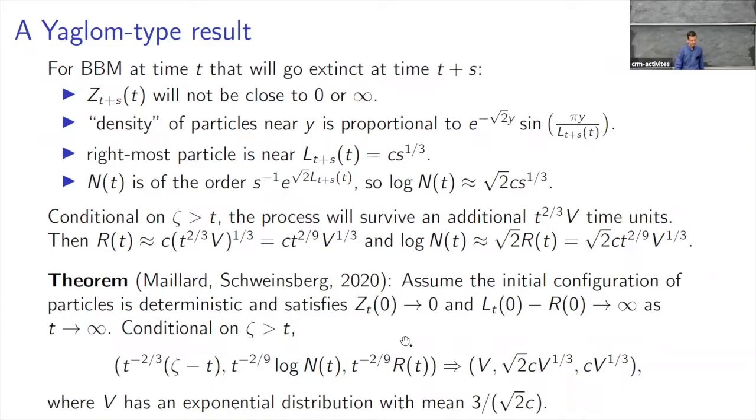And so this leads us to the following limit theorem. Let's assume that Z_t(0) converges to 0, so that survival until time t is unlikely. We assume that no particle starts out too close to the right boundary. And then conditional on survival until time t, t^(-2/9) times the log of the number of particles at time t, and t^(2/9) times the position of the rightmost particle at time t, both converge in distribution to the cube root of an exponential random variable. And furthermore, it's the same exponential random variable that determines how long the process survives beyond time t. So we have the joint convergence of these three random quantities.